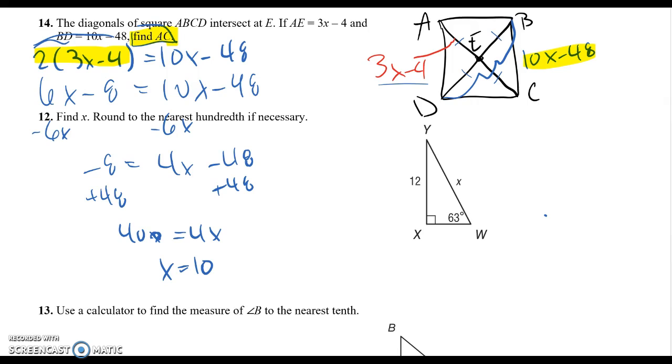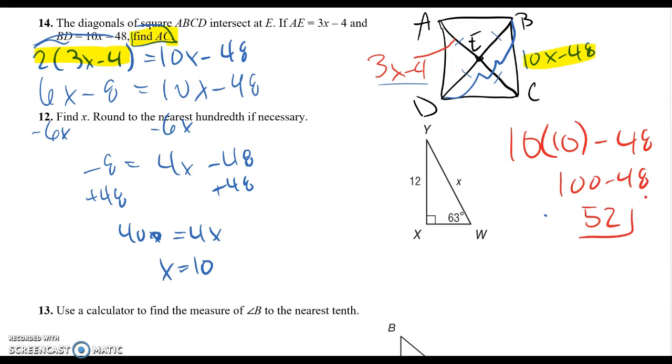Since AC and BD are equal, we're going to solve for AC, but I can just plug it into BD. So just a straight plug and chug now. So 10 times 10 minus 48, which is 100 minus 48, which is 52, right? Okay. So pause, you can get that. I'm going to erase and keep moving forward with our little trig problem here.